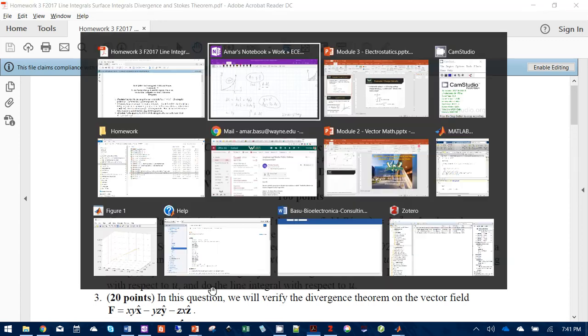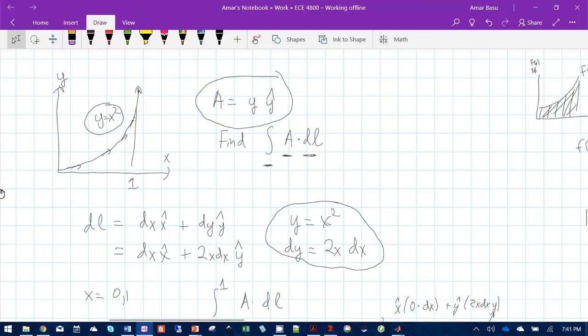Yeah. So I would follow a similar approach as what I did in this problem. In this problem, you're given a vector field. It's a simpler one, but it's basically the same type of problem. This is the vector field that you're given, right? And the first step you do is, you're going to find the integral of a dot dl. So the first step you do is find dl. And so we went through and just found dl here.